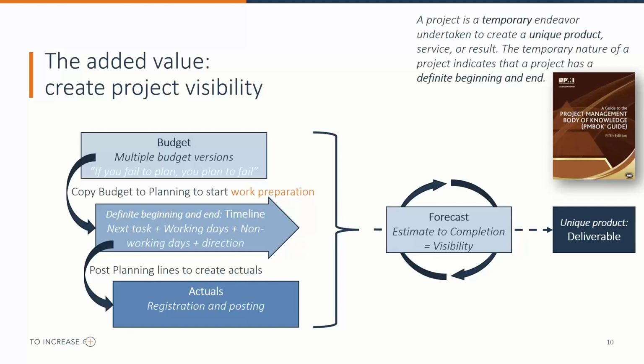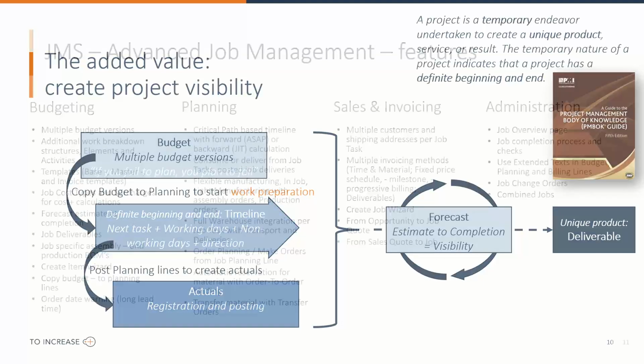Now, based on that process, a project manager can run at all times a forecast independent from your WIP calculations. You can run a forecast with an estimate to completion, and based on that, closely monitor how he is doing compared to his budget. So that is the higher goal, or what we mean by creating project visibility: knowing where you are on your way to the deliverable.